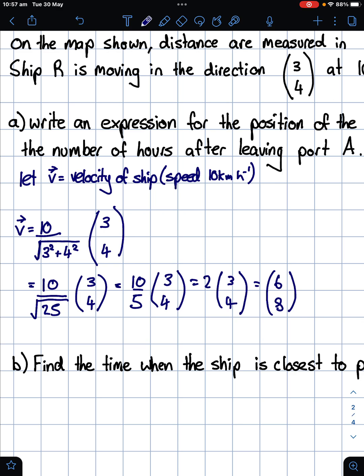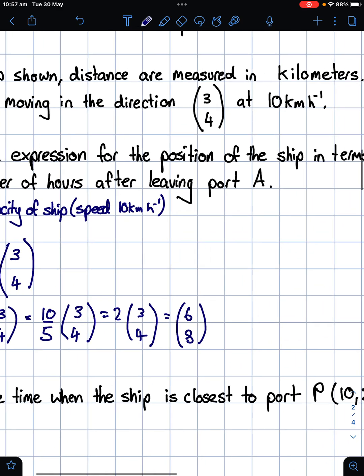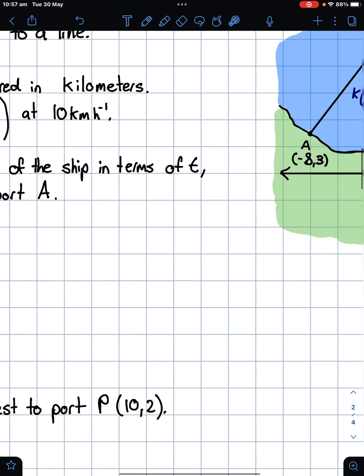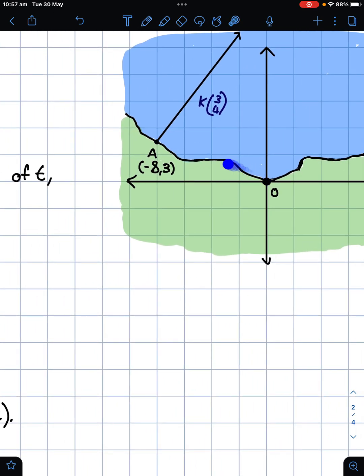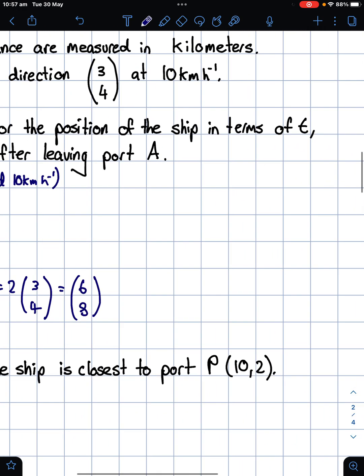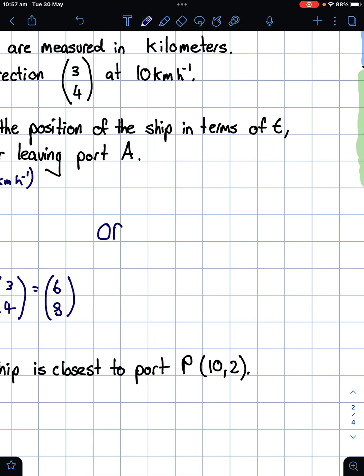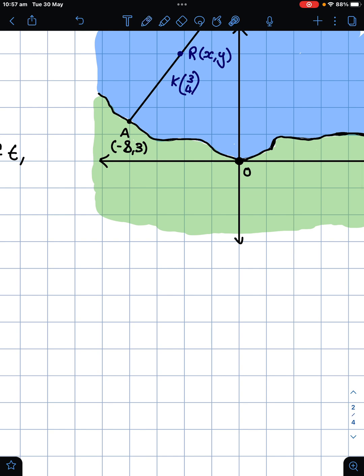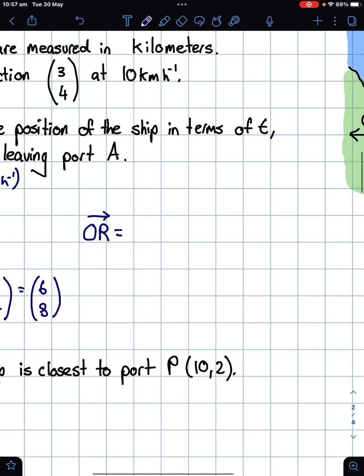So our next step here is to put it in an expression of position. So we've got to consider here that we're looking at OR, where R is out here. R is going to be an x and y coordinate. So O to R is going to be, if we go from O to A and then we go along this velocity vector, it's going to give us that position. So we need to go from O to A, plus A to R.